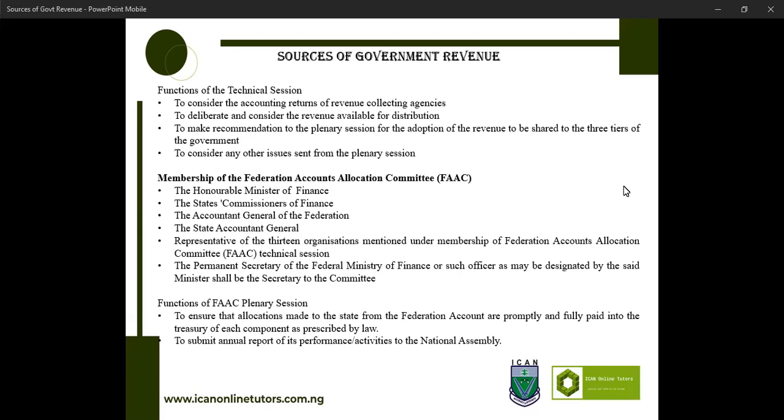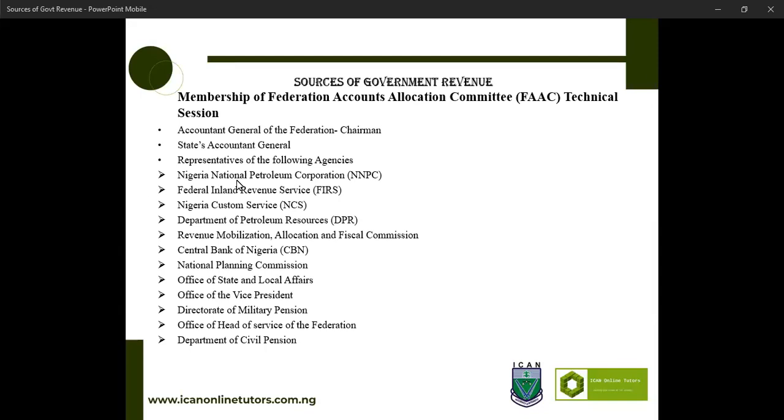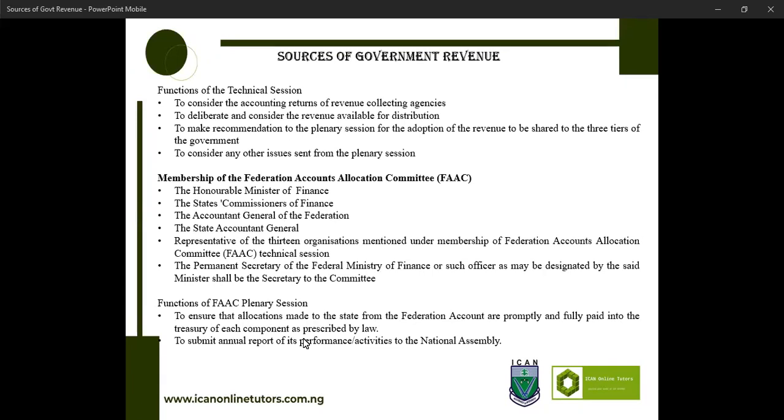We have the Accountant General of the Federation as also a member of the plenary section. We have the State Accountant General, representatives of the 13 organizations mentioned under the membership of the technical section. Who are the 13 representatives? So the 13 representatives include the NNPC, FRS, NCS, DPR, CBN, NPC, Office of the State and Local Affairs, the Office of the Vice President, up to the Department of Civil Pension. All these members will also form part of the plenary section. And lastly, the Permanent Secretary of the Federal Ministry of Finance, or such officer as may be designated by the said minister, shall be the secretary to the committee.